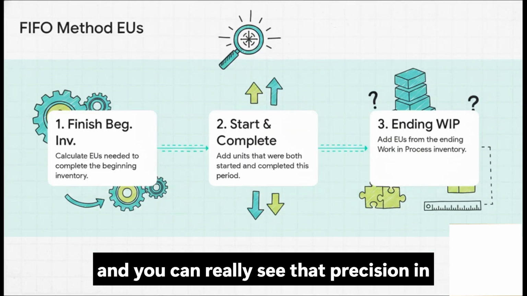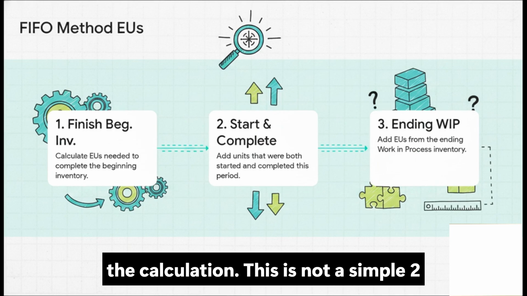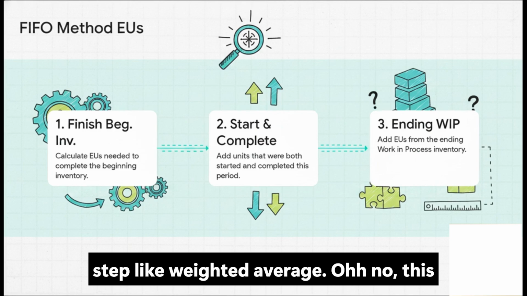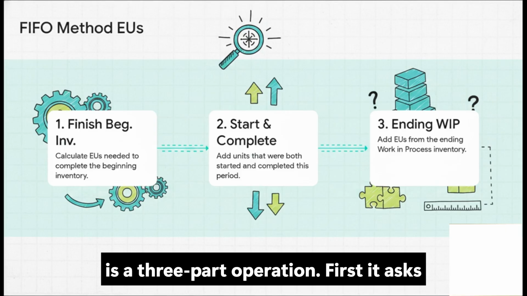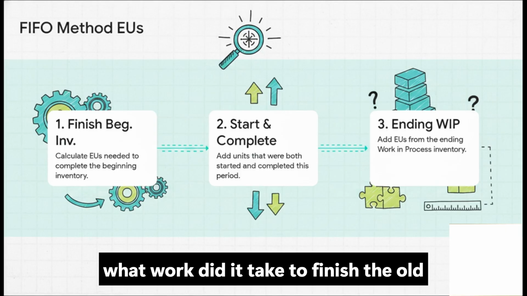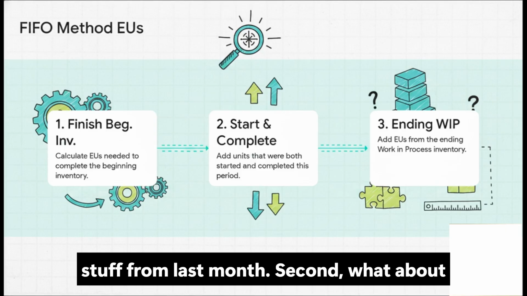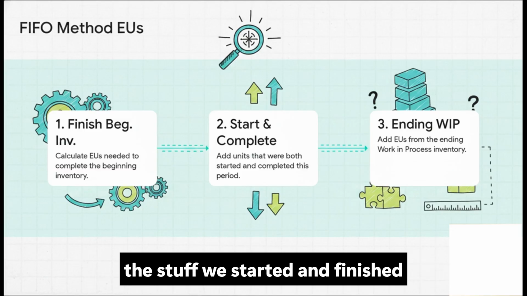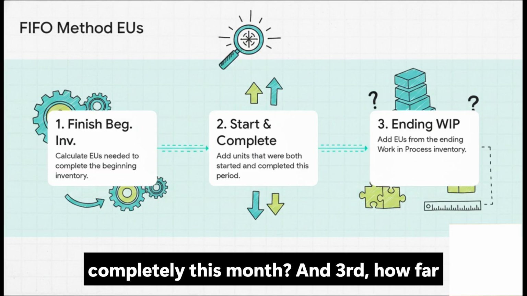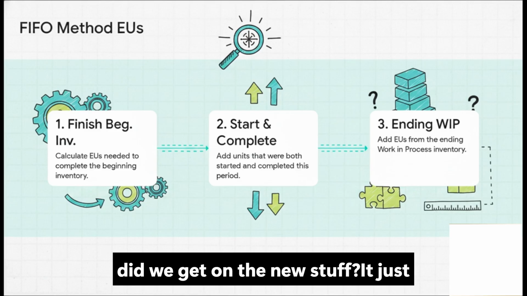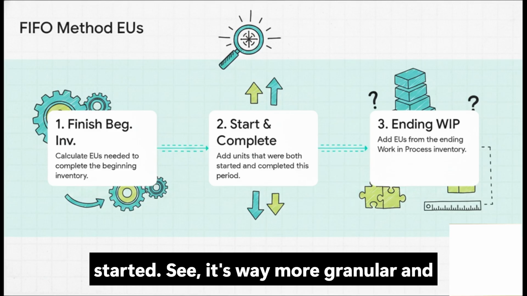And you can really see that precision in the calculation. This is not a simple two-step like weighted average. Oh no, this is a three-part operation. First, it asks, what work did it take to finish the old stuff from last month? Second, what about the stuff we started and finished completely this month? And third, how far did we get on the new stuff we just started? See, it's way more granular.